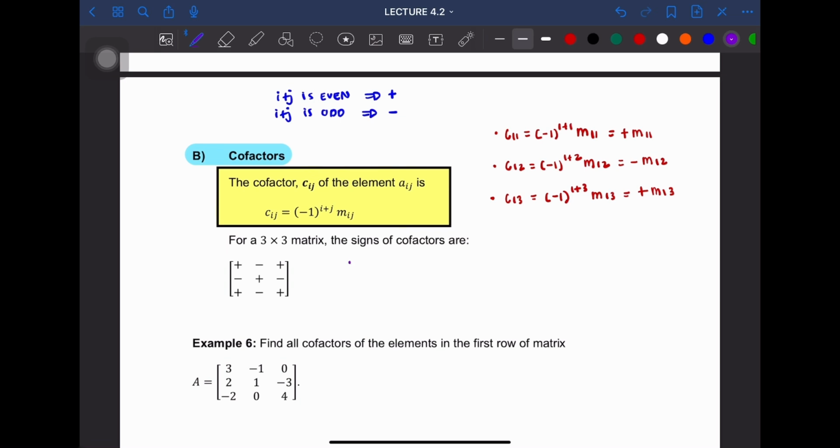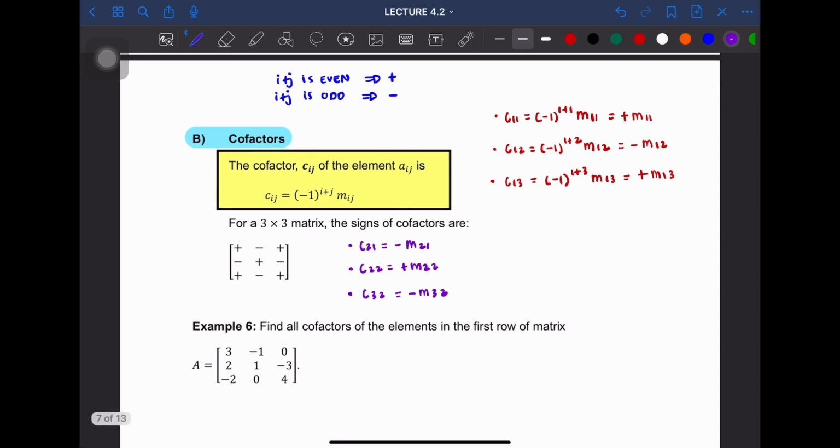Okay, let's try it. Let's say I want to find C21. 2 plus 1 is an odd number, so you're going to get negative. So it is equal to negative M21. Then let's say I want to find C22. 2 plus 2 is an even number, so you're going to get plus, so it becomes plus M22. Last one, let's say I want to find C32. 3 plus 2 is an odd number, so we get negative, so it becomes negative M32. As simple as that.